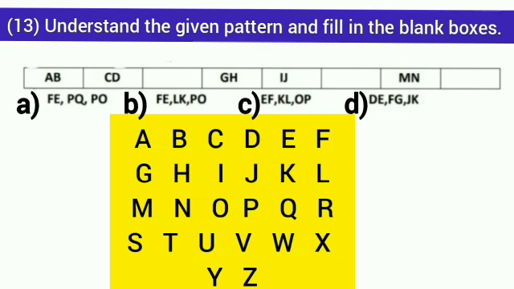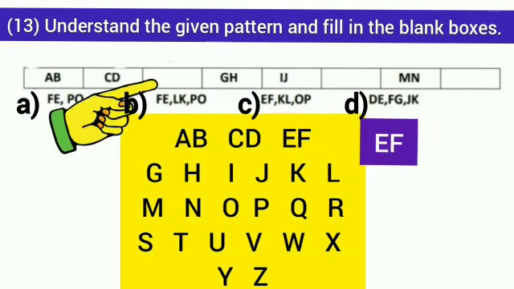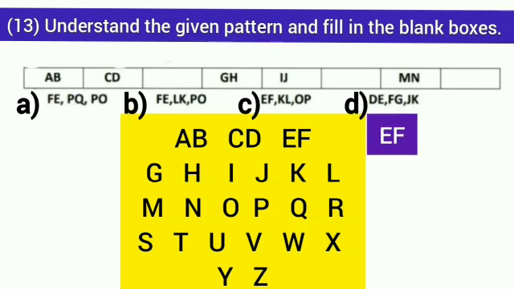Let's see which alphabets will come in these blank boxes. Here, group of 2 is made for these alphabets. Let's see. First group is AB, second group is CD, and third group will be EF. It means in this first blank box, EF will come. Next group is GH. Next one is IJ. After IJ, there will be KL.